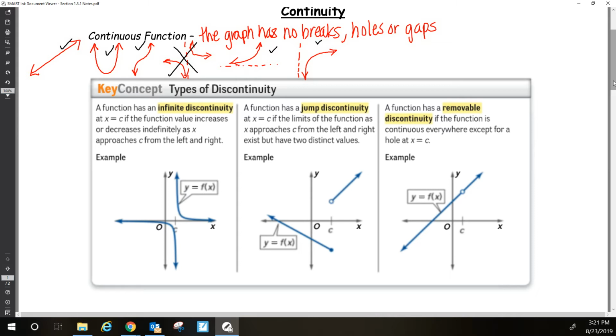And the last type of discontinuity, sorry, I'm getting a call there.